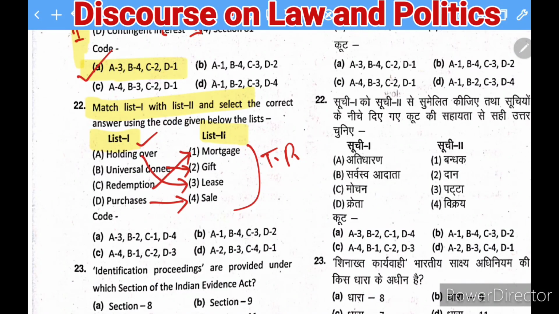Okay, so the correct code is going to be here. Which is the correct code? So let's see the correct code here. For A it becomes 3, for B it becomes 2, for C it becomes 1, for D it becomes 4. So 3, 2, 1, 4. This is the correct code here. Okay, let's see which is the correct answer here. 3, 2, 1, 4. So A is the correct option.